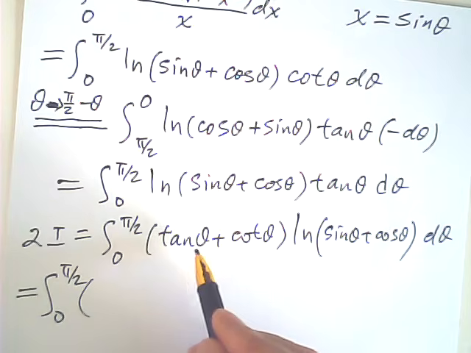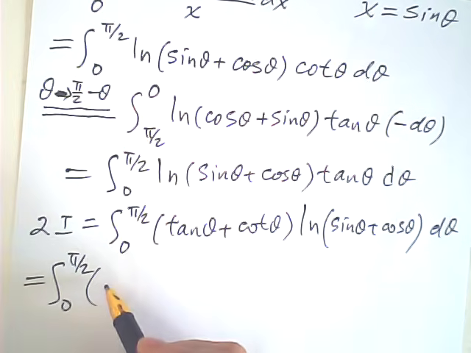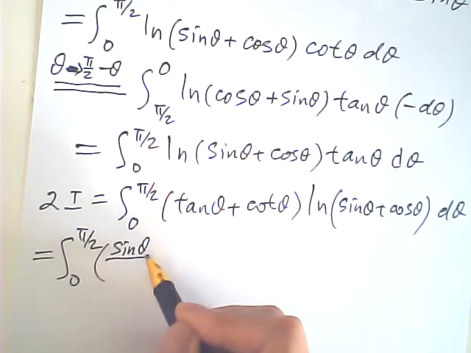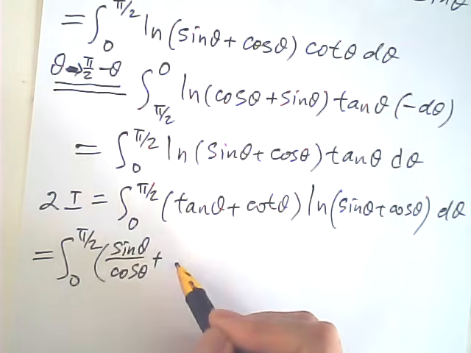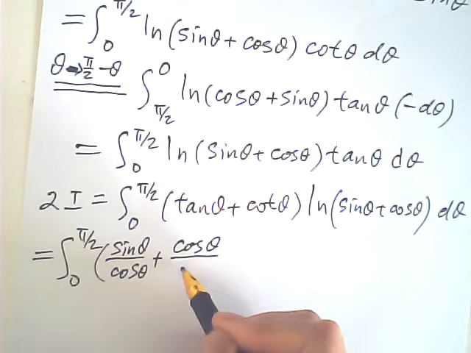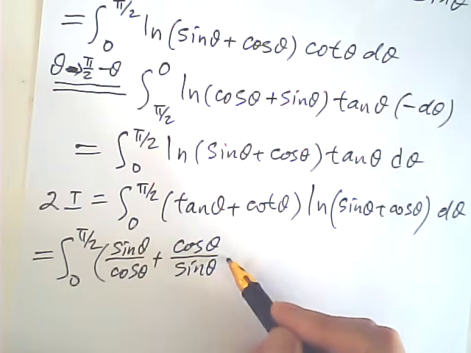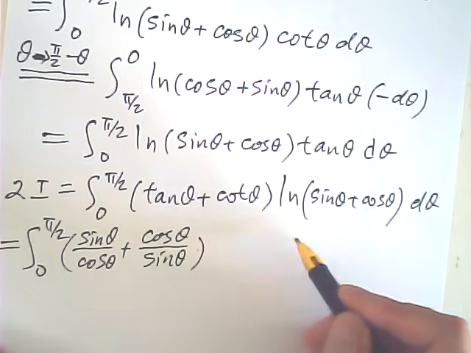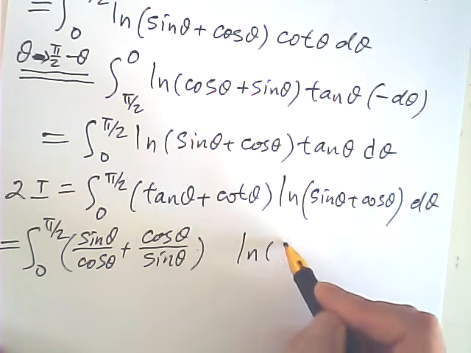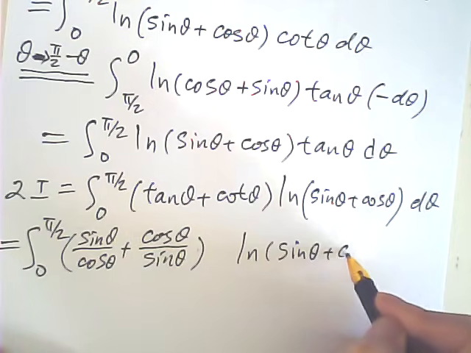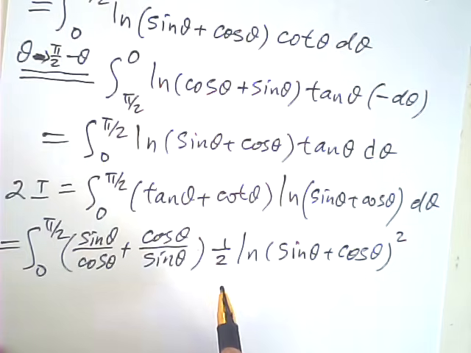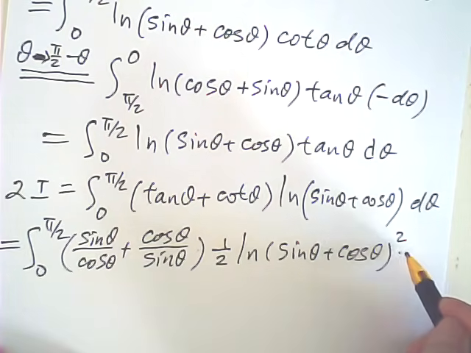Then I change this one to sine over cosine plus cosine over sine. And this one, I make it log of sine theta plus cosine theta squared, and a half, they are equal. Right? So d theta.